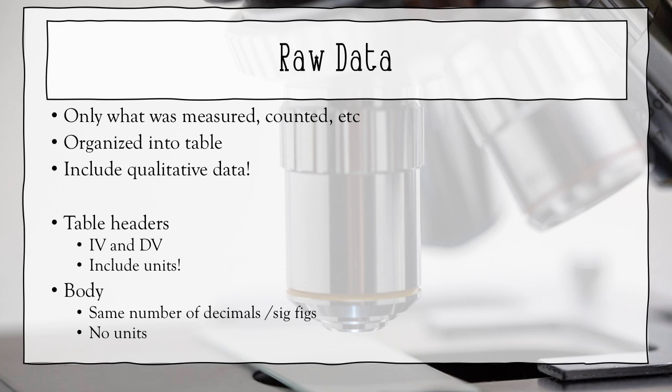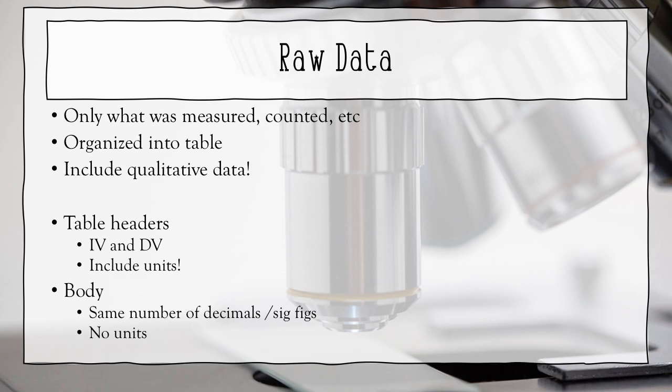That's it. No manipulation done to it. You keep it raw. You're not mathematically manipulating anything anywhere. Just show me what you got. This is going to be both the quantitative and the qualitative, although usually you'll put the qualitative data as a little footnote underneath the table.